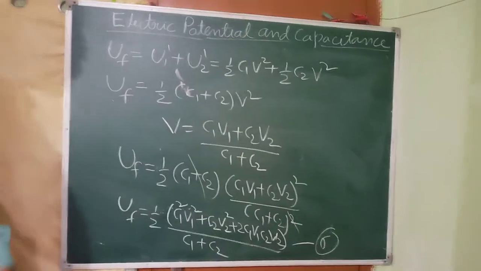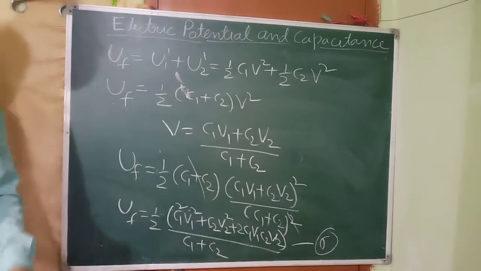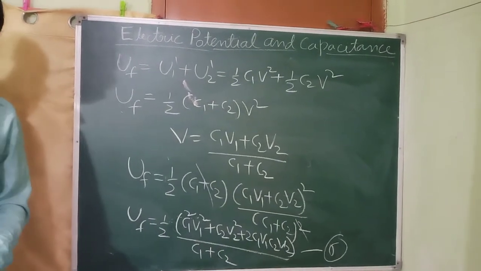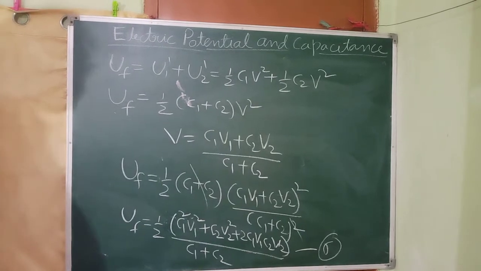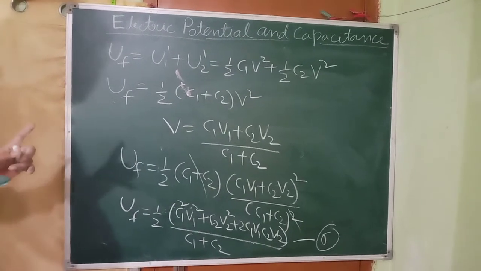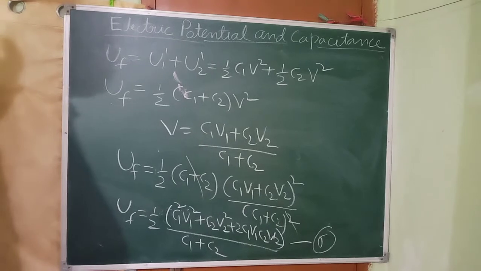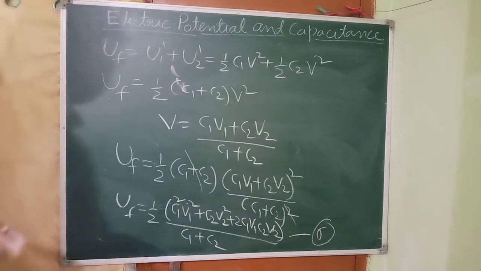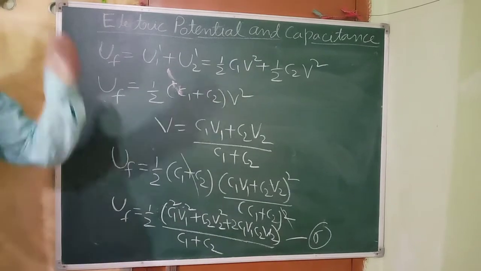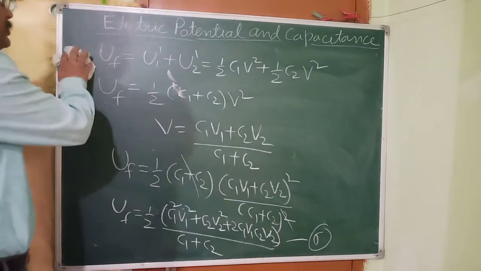And what was the initial potential energy that we wrote in equation number 5? Half was taken common. Inside the bracket it was C1 V1 square plus C2 V2 square. That was there. So now we have to find the difference in potential energy, or change in potential energy.